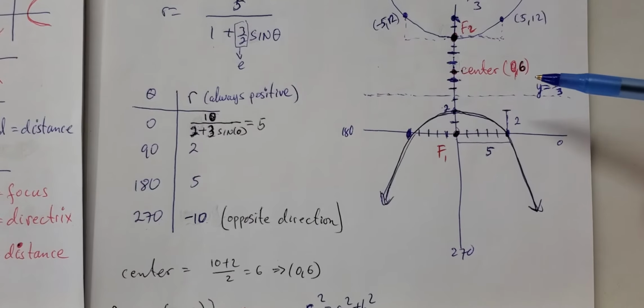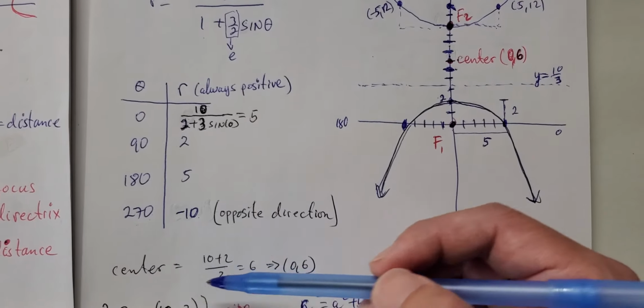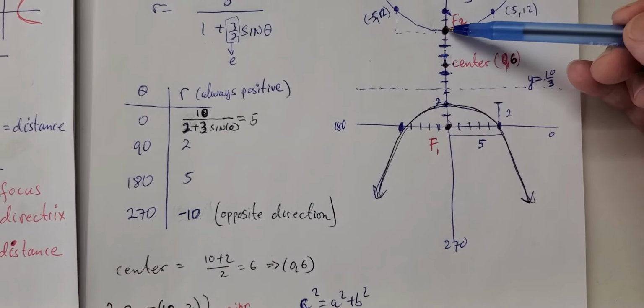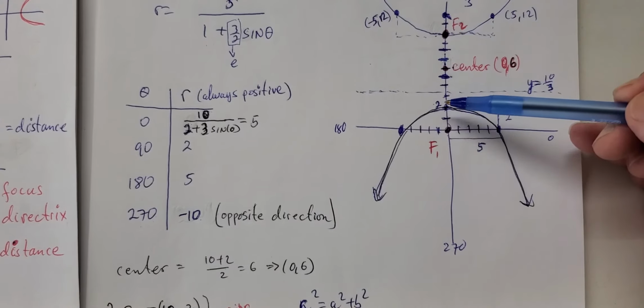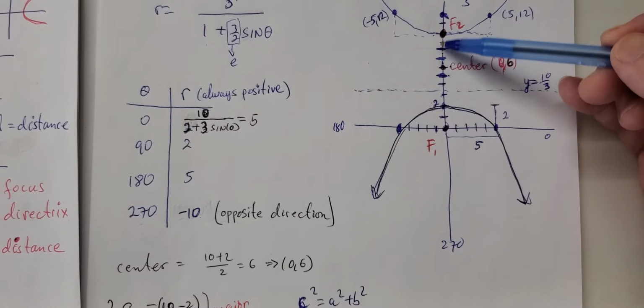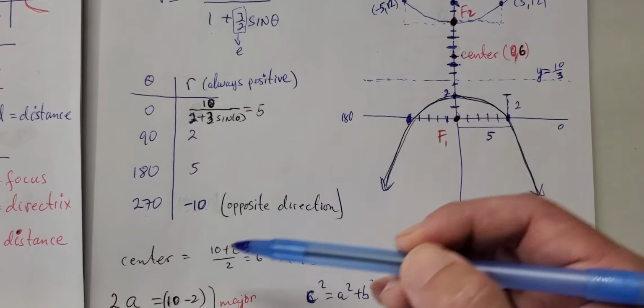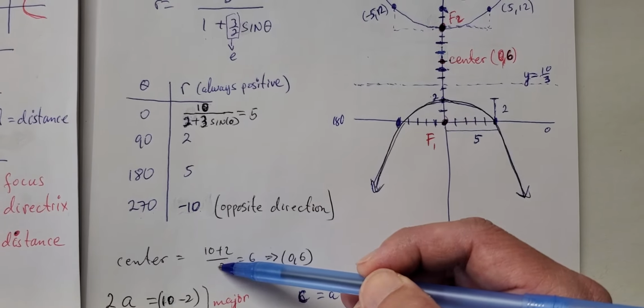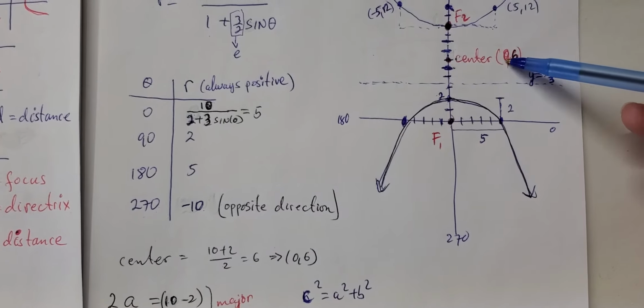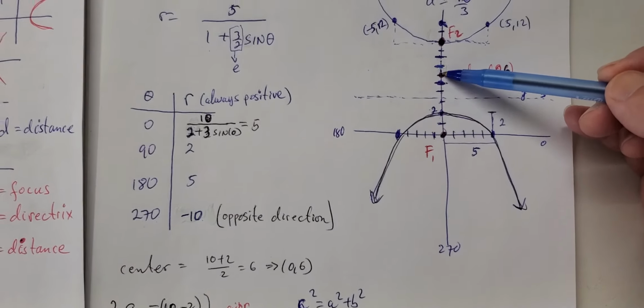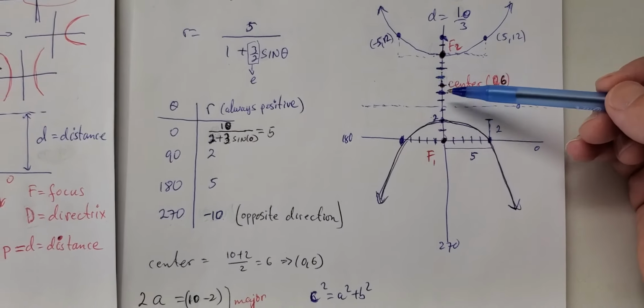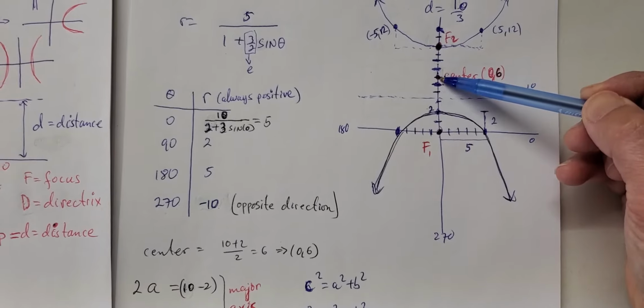One more time. How do I get the center? Take this vertex, which is 10, take this vertex, which is 2. 10 plus 2 gives me 12, and then divide by 2, which is the average. So 0, 6. So right here is our center of the hyperbola. Right here, 0, 6.